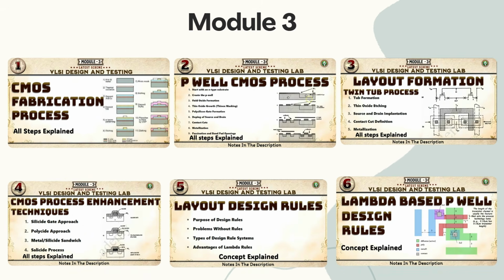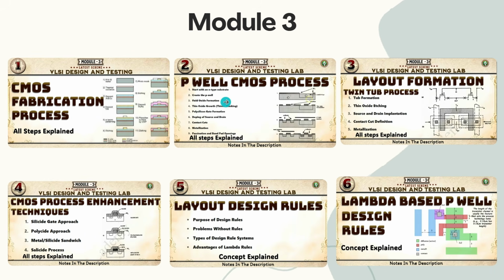Now in module 3, we have seen the basic fabrication process of CMOS. This is basically what is present inside the internal structure. So the basic CMOS internal structure, what all are present, everything we have discussed in this module, starting with the CMOS fabrication process. The steps of fabrication we have discussed. In each step in detail we have discussed.